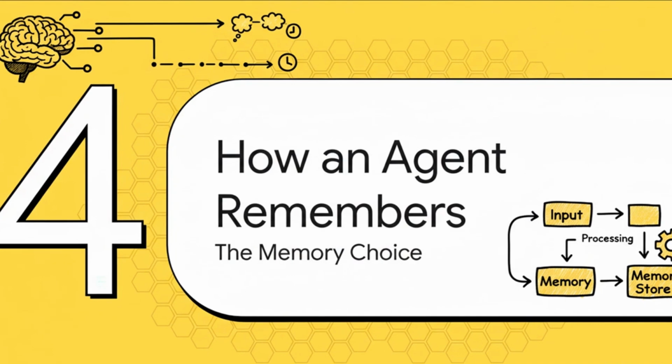All right, our agent can think, and we've given it a structure, but now for a really crucial piece: memory. How does an agent remember? This choice is what separates a one-off interaction from a real, ongoing conversation.